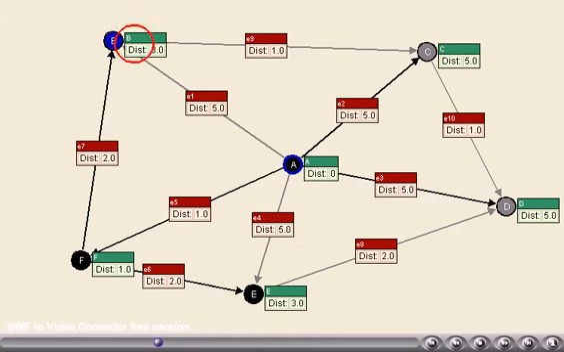Now, if we verify for the node which is having the smallest minimum distance out of the nodes which are in the ready state, that is out of B, C, D, B is the one which is having smallest distance, that is 3. So that will be made as finalized node.